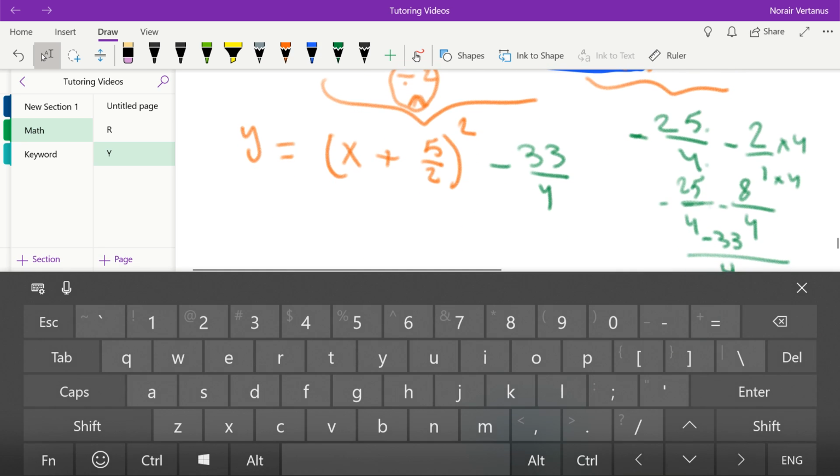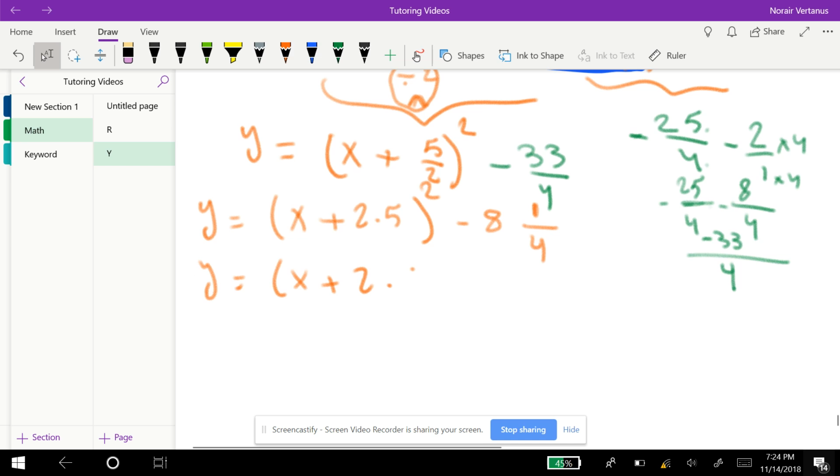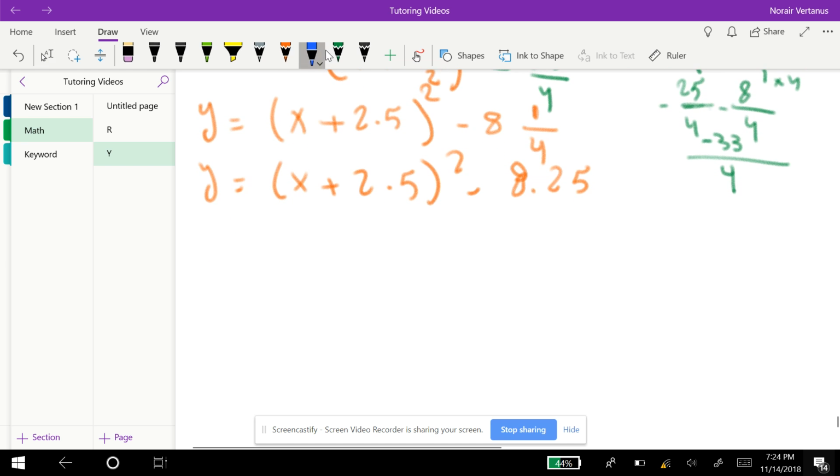And that's going to simplify to y is equal to x plus 5 over 2, which is 2.5, right? Let's change to decimal because the answers are in decimal form. Plus, and what is this? 4 goes into 33 8 times, with remainder 1, because 4 times 8 is 32, and 33 minus 32 is 1. So 1/4. That's the same as y equal to x plus 2.5 squared minus 8.25. 1/4 is 0.25. And from here, you know what h and k are.